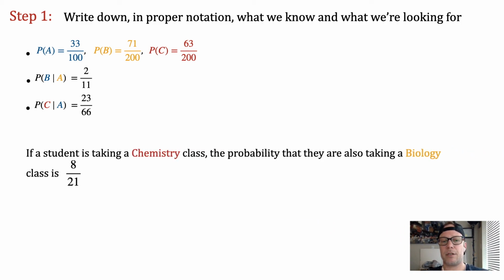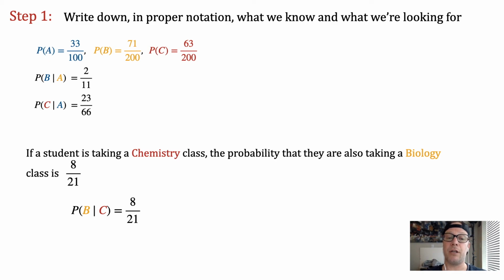Now, if a student is taking a chemistry class, the probability that they are also taking a biology class is 8 over 21. Once again, we'll follow the same method. So we have P of B given C equals 8 over 21. Because we know chemistry happens, so it goes to the right of the vertical line, and we're interested in the number for biology once we already know chemistry, so B goes to the left of the vertical line.